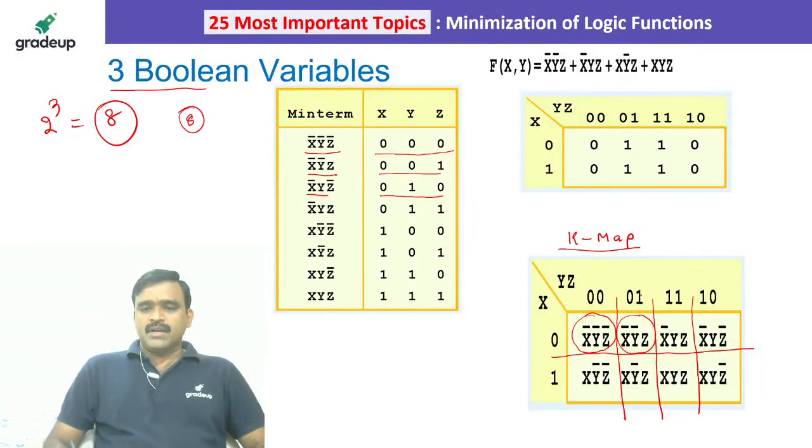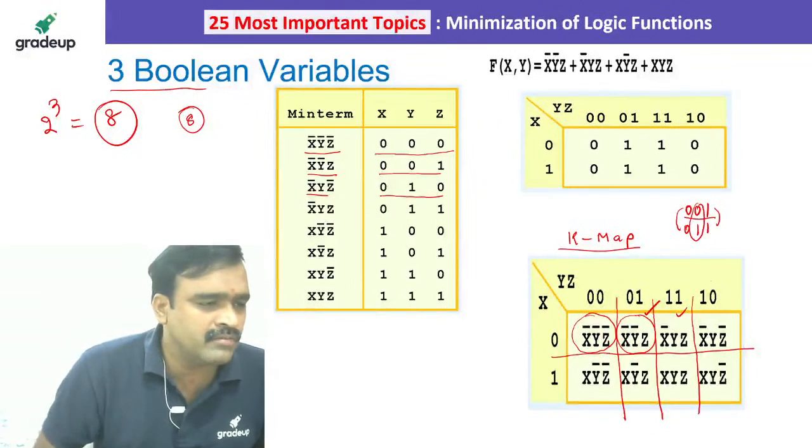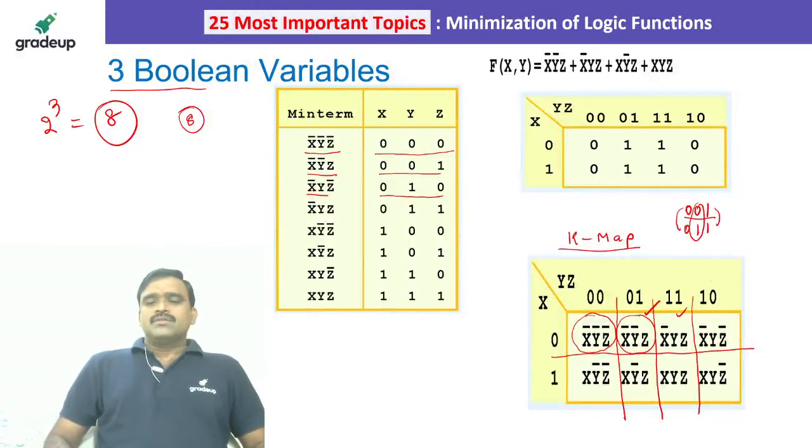Gray code is nothing but adjacent squares differing by only one bit. For instance, if I take this square and this square, 0 0 1 is this and 0 1 1 is this. If you see the 3 bits, the first bit is as it is, the last bit is as it is, only the second bit is modified, 0 to 1. So the difference is exactly 1 bit for adjacent squares, and the remaining bits are as they are. That is what we have to follow in the gray code representation.